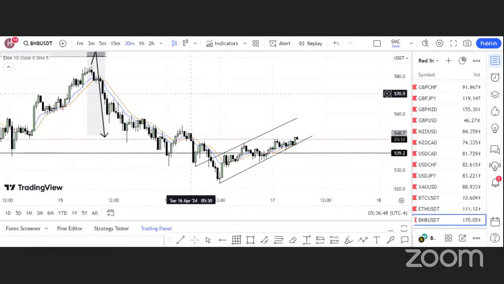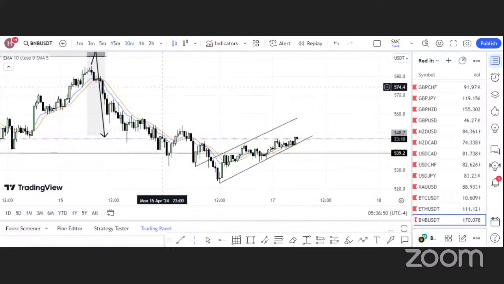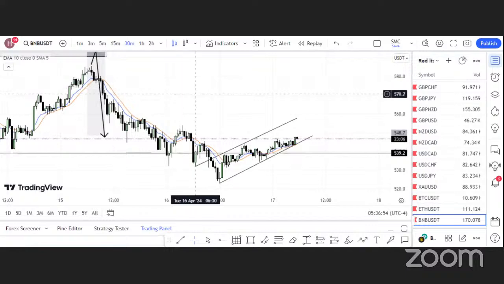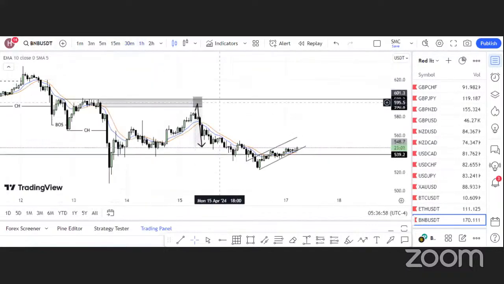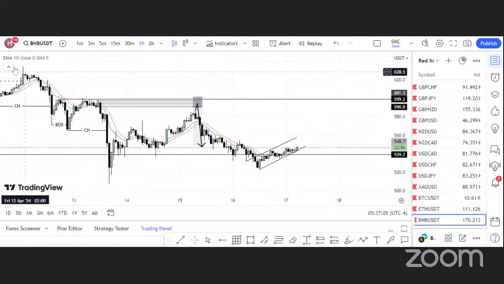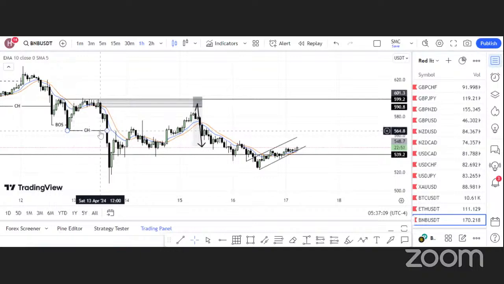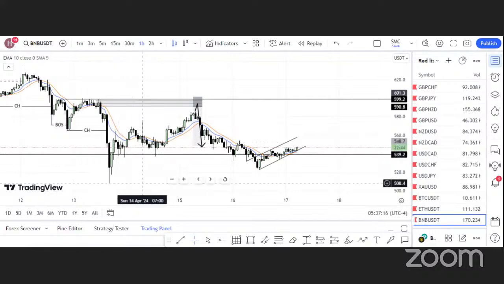All right, so we are currently on BNB USDT. BNB USDT is also on a bearish move. Because as you can see from here, it's obvious we have a break of structure, another break of structure, and another break of structure here. So we have multiple break of structures, and then we have this current low.